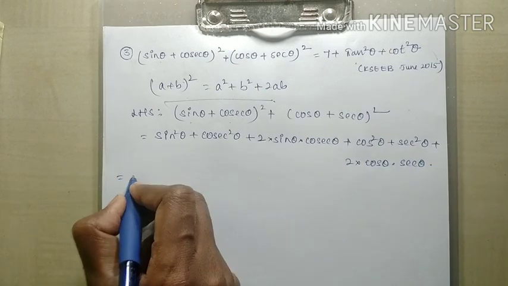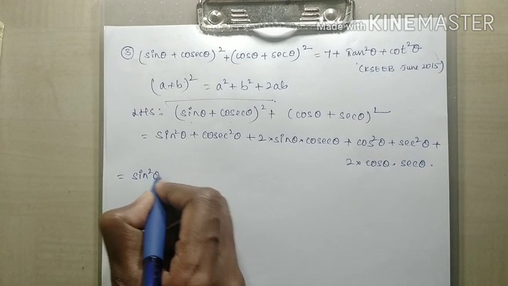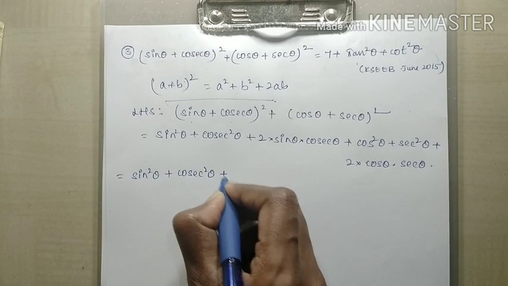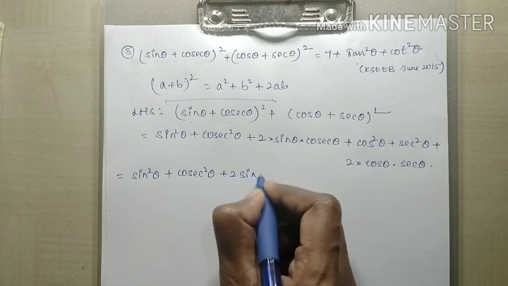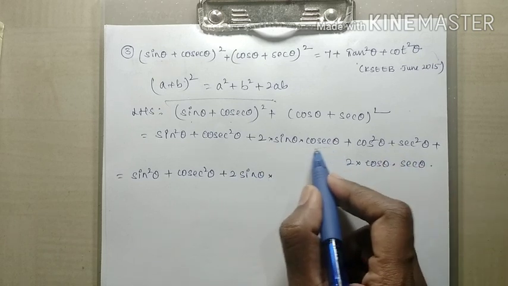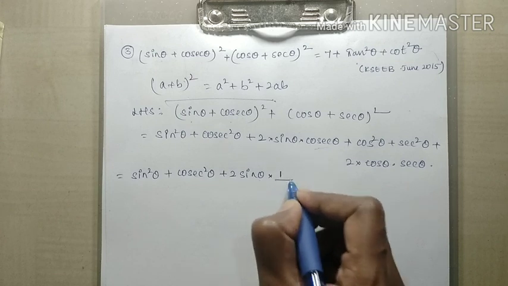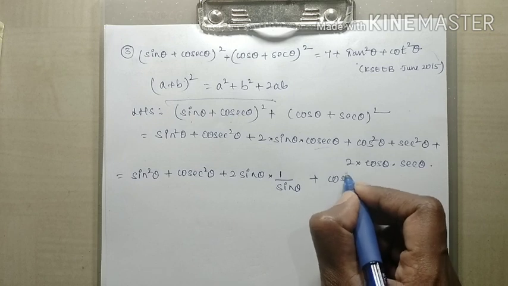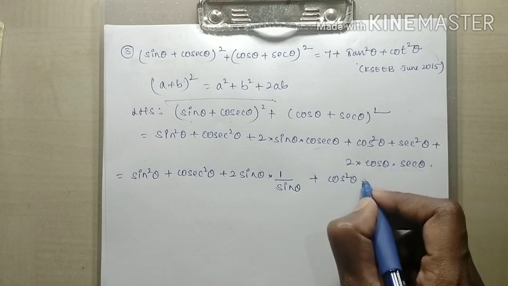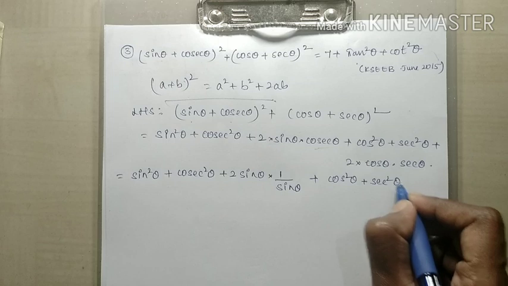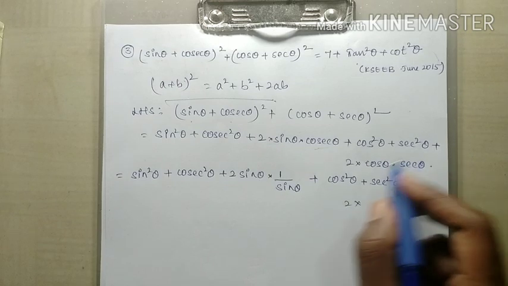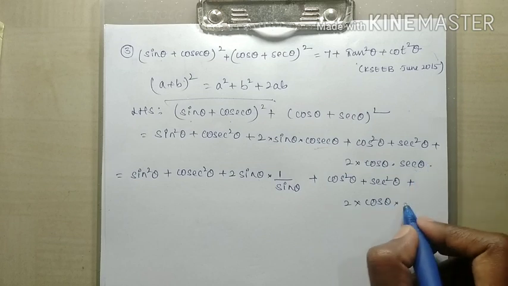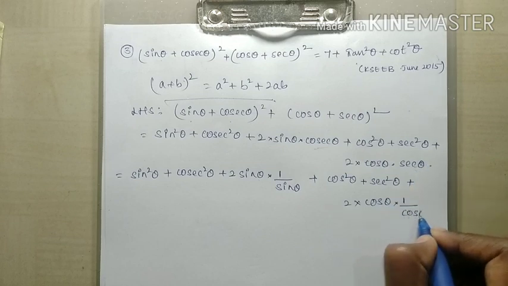Now sin square theta plus cosecant square theta plus 2 sin theta into cosecant theta, I can write cosecant as the reciprocal of sin theta, plus again write cos square theta as it is plus secant square theta plus 2 into cos theta into secant theta, which is the reciprocal of cos theta.